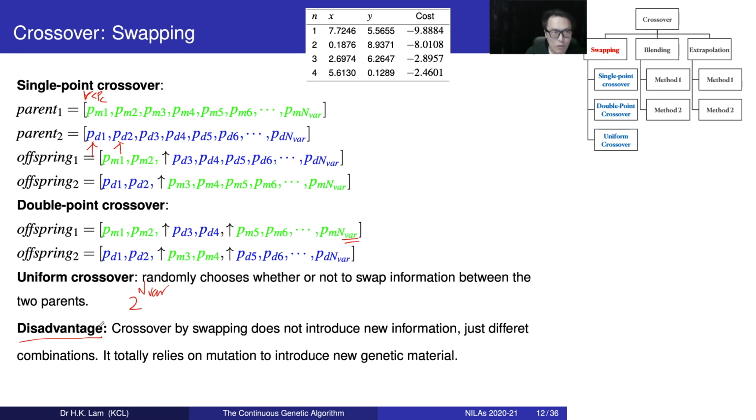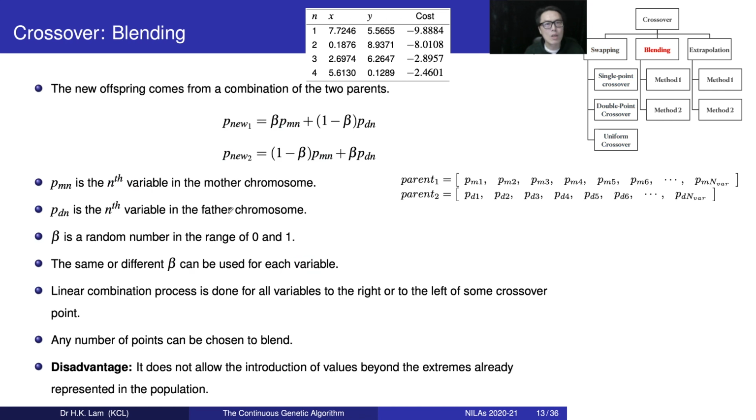But the advantage of using swapping is that it is very simple. We do not need to do any calculation, just generate the crossover point and swap. Now we are going to talk about another method, that is banding. Banding means we are going to use these 2 equations. Why do we name that banding? It is because we are doing linear interpolation.